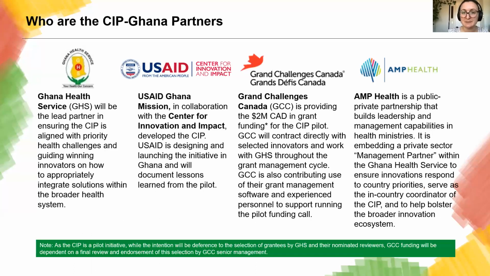In this CIP pilot in Ghana, each of the 3 core CIP partners plays a unique and complementary role within the collaborative model. Ghana Health Service is leading this partnership. They identified the primary health challenges to be addressed, facilitated a co-creation workshop with partners across the Ghanaian health ecosystem, and will continue to provide guidance and oversight throughout the rest of the cycle.